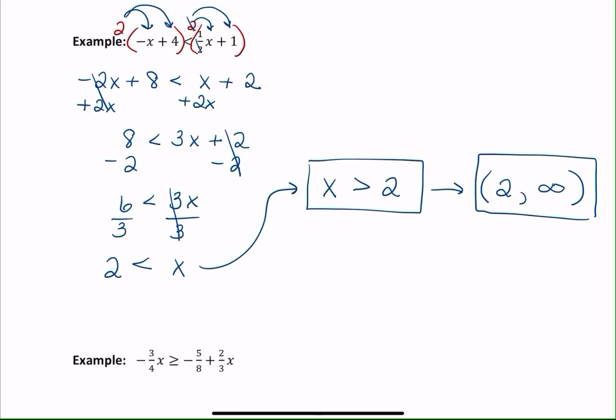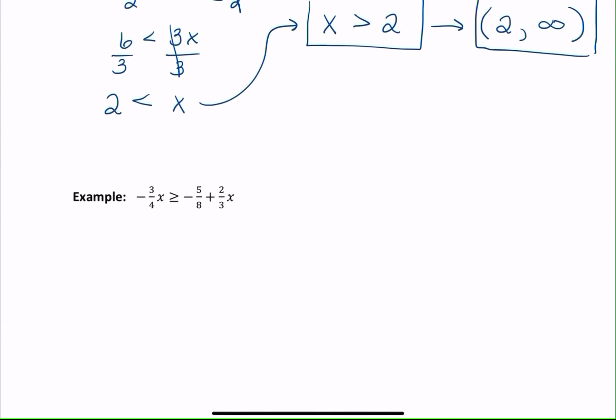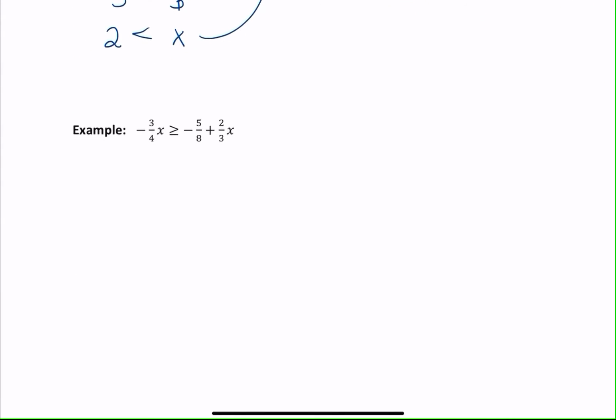Okay, on this next one, again, we've got some fractions to deal with. So figure out what your least common denominator is. What do 4, 8, and 3 all go into? That's going to be 24. So our least common denominator is going to be 24. Just so I can get rid of all of these fractions, I'm going to multiply everything by 24. So let me bring that down here.